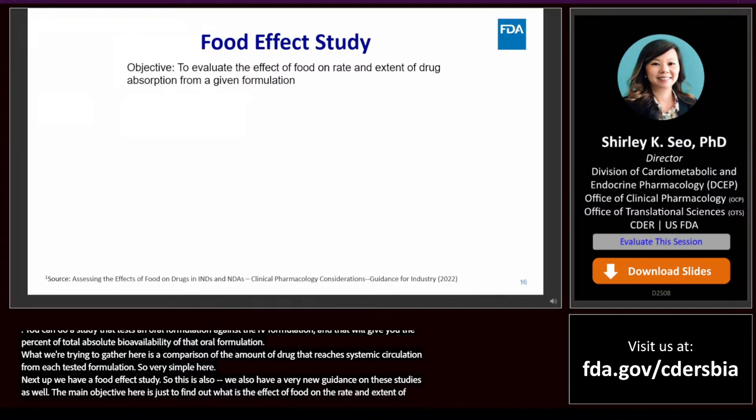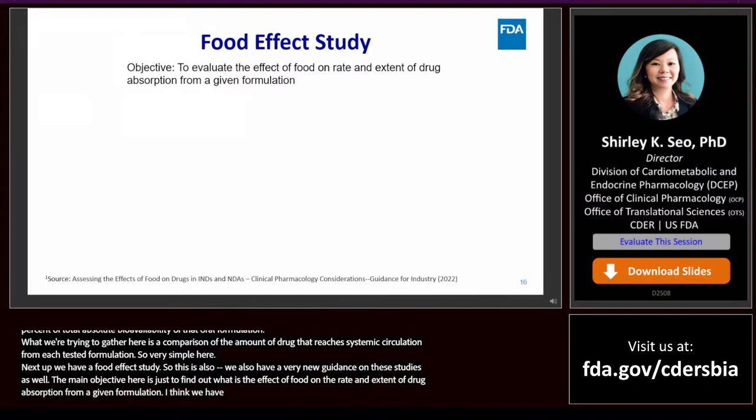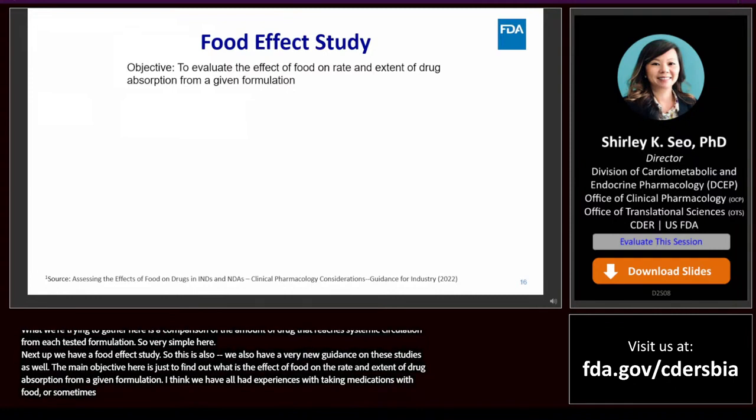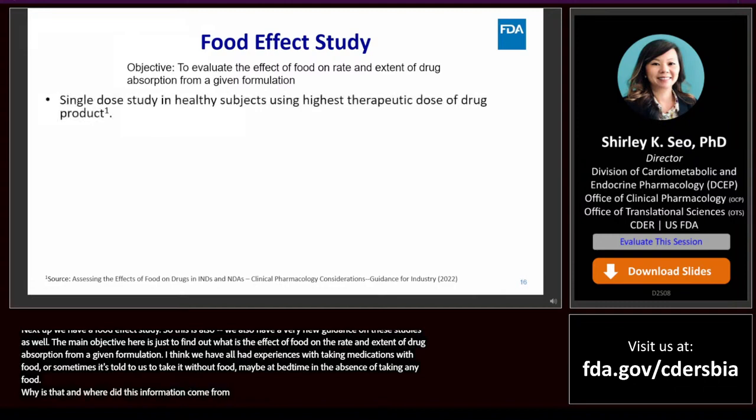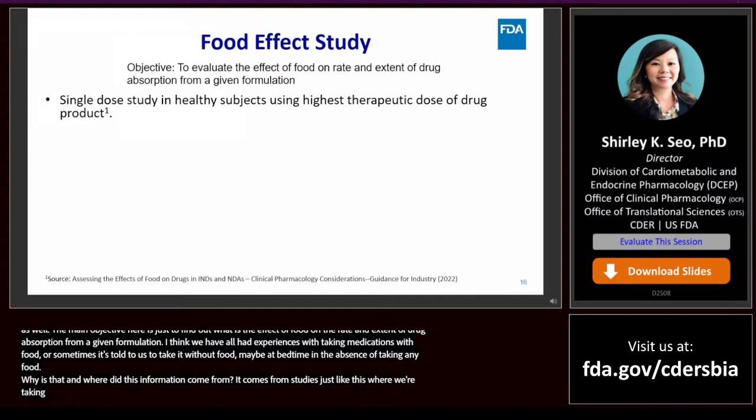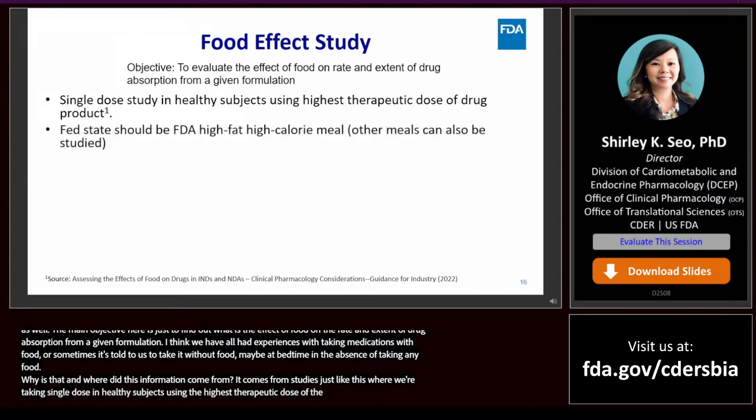I think we've all had experiences with taking medications with food, or sometimes it's told to us to take it without food, maybe at bedtime, in the absence of taking any food. Why is that, and where does this information come from? It comes from studies just like this, where we're taking a single dose in healthy subjects using the highest therapeutic dose of the drug.